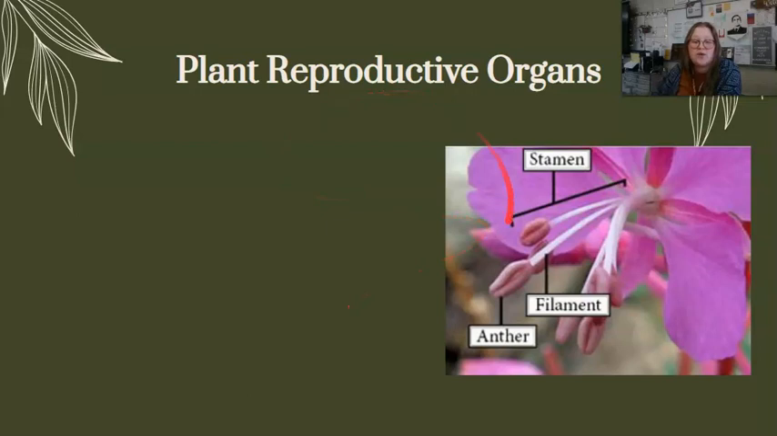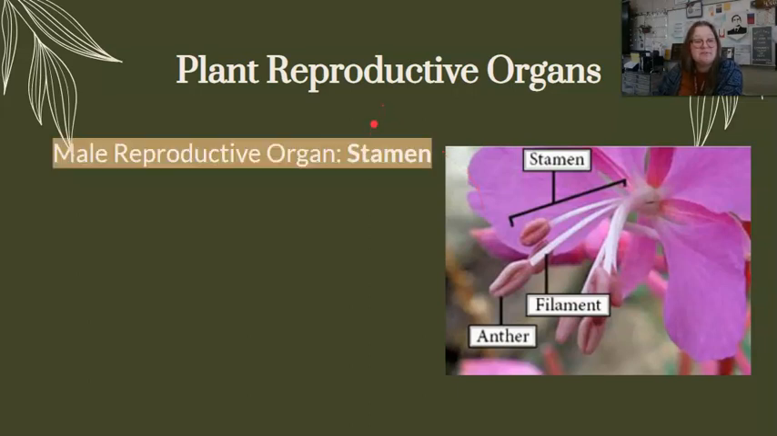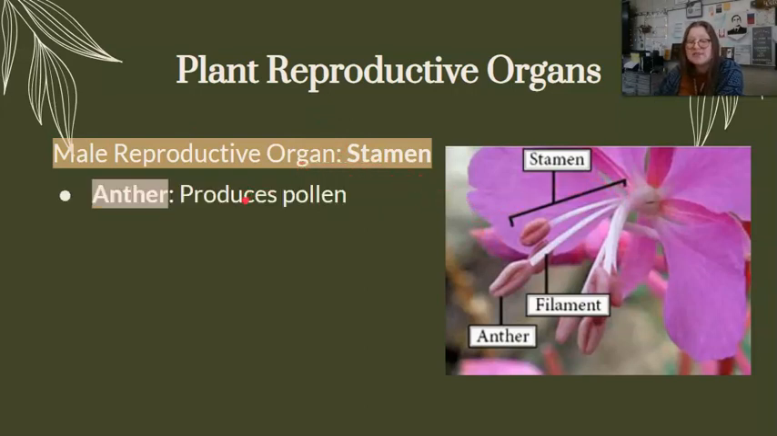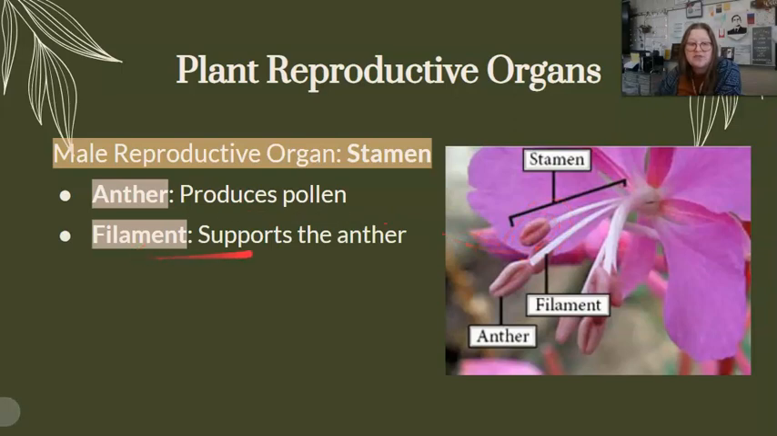All right, so we really briefly talked about reproductive organs in our last lesson. We're going to get a little bit more specific this time. So let's start with the male reproductive organ for plants, and that's going to be the stamen. The entire reproductive organ is called the stamen, but it has two specific parts. The anther is where the pollen is produced. So that's this right here. And then the filament is what supports the anther.